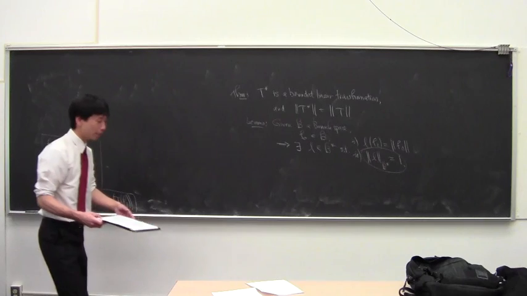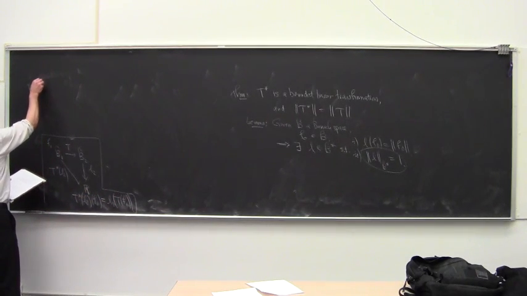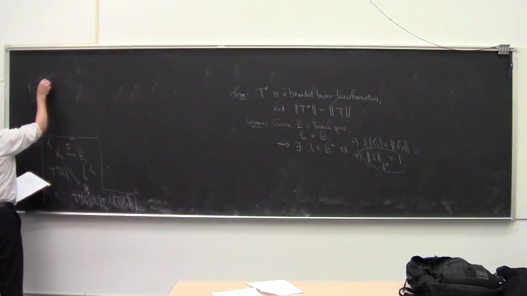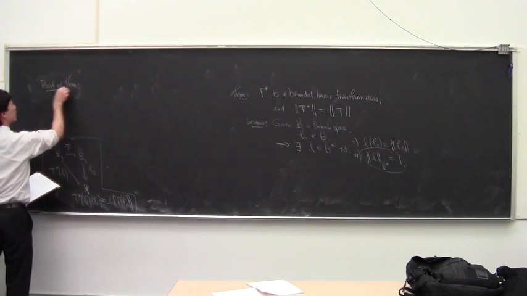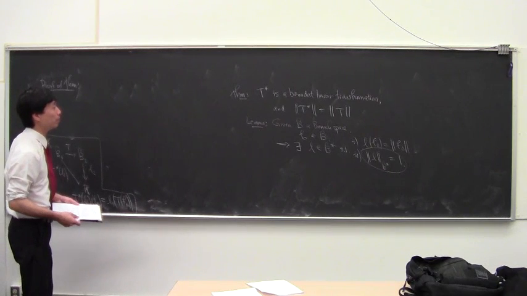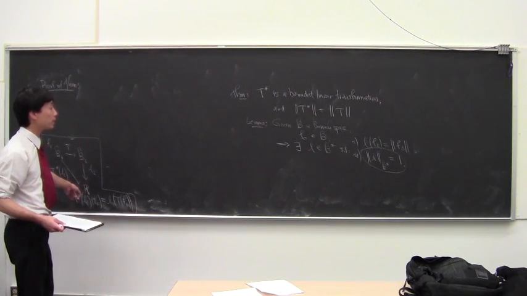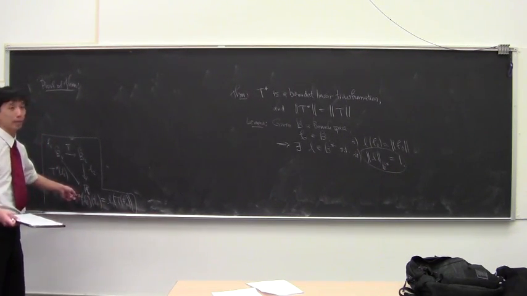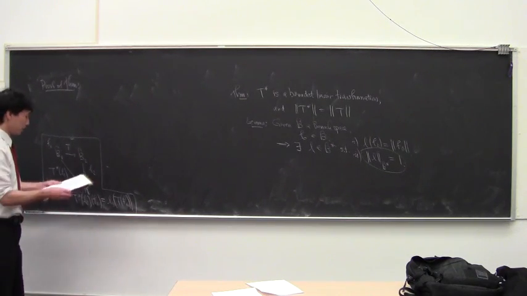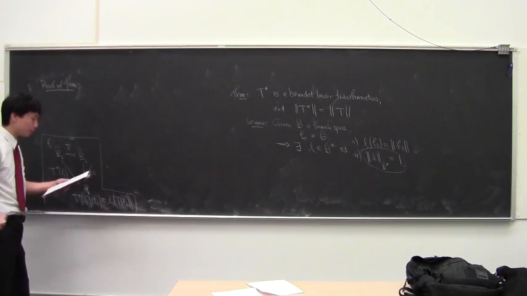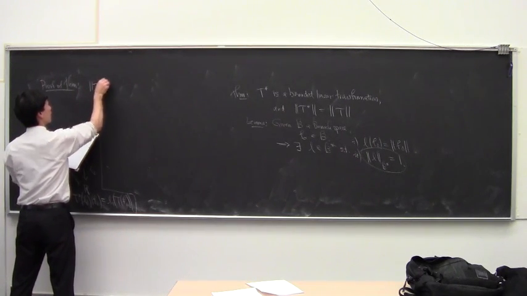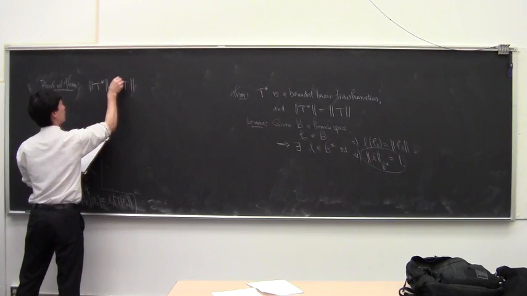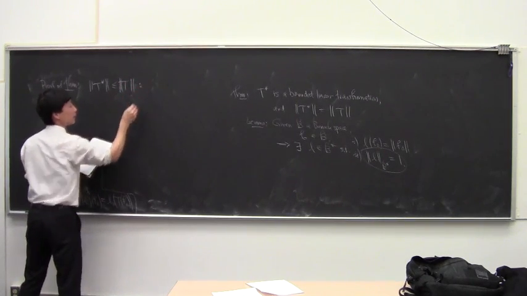So in my notes, I have the proof of the theorem. We want to show that this B star actually has the same norm as T. So in my notes, I have that one direction is trivial. This direction is actually easy.